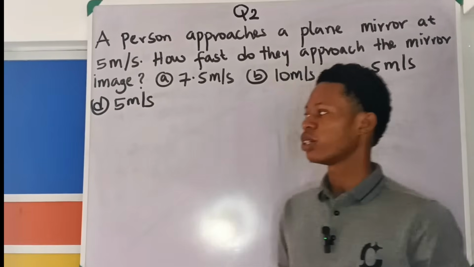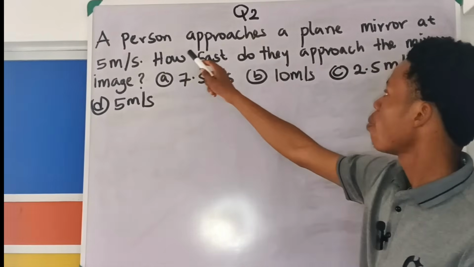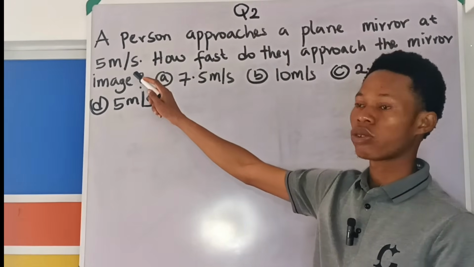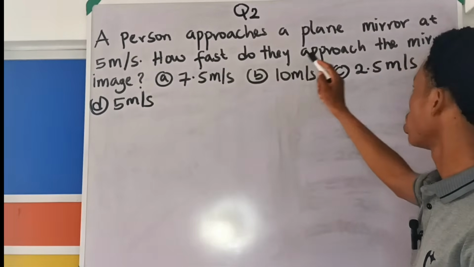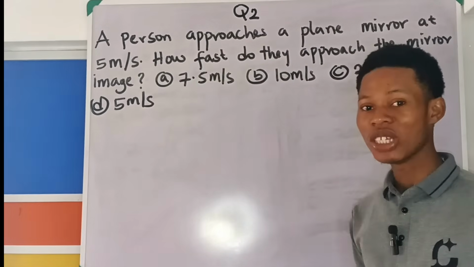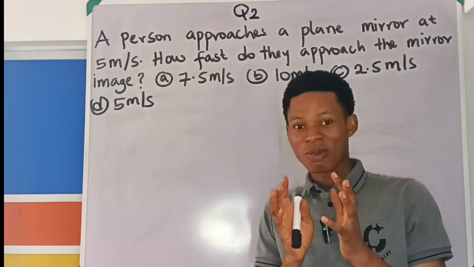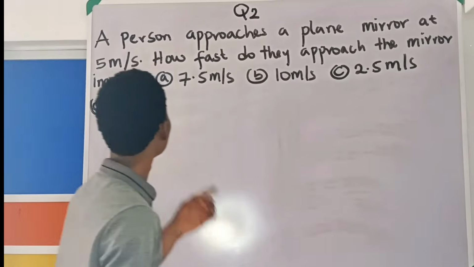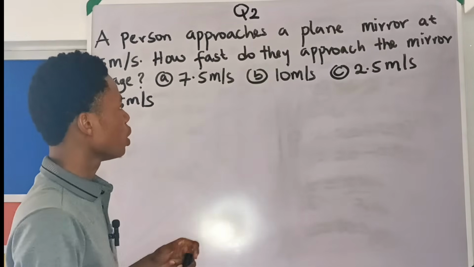Alright, my fans, let's look at the second question. It says a person approaches a plane mirror at 5 meters per second. How fast do they approach the mirror image? Anytime you see a question like this, my fans, the first thing you do is to smile because it's a bonus question. Now, they said a person approaches a plane mirror.